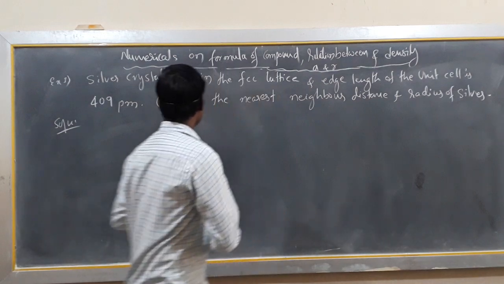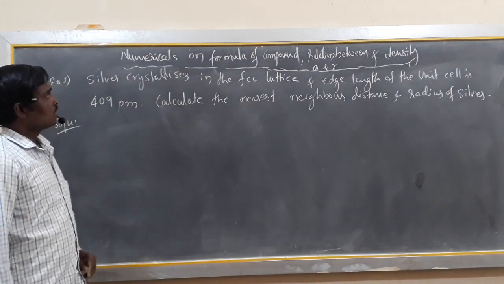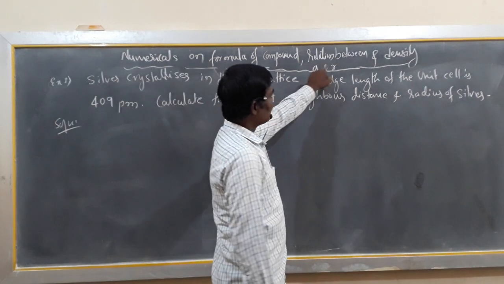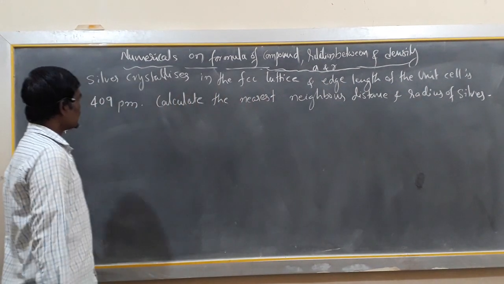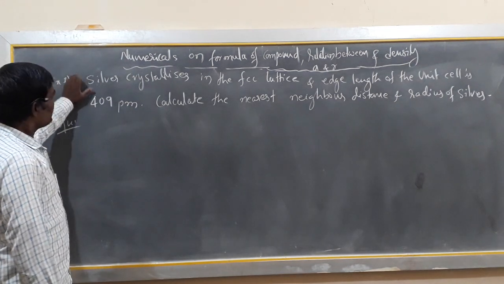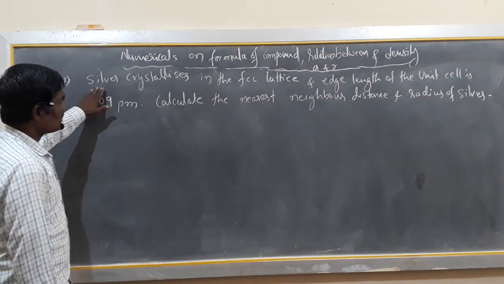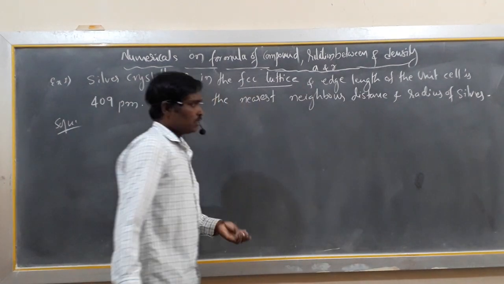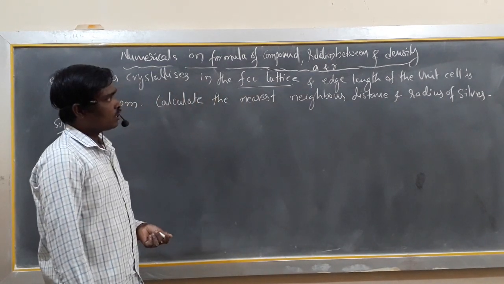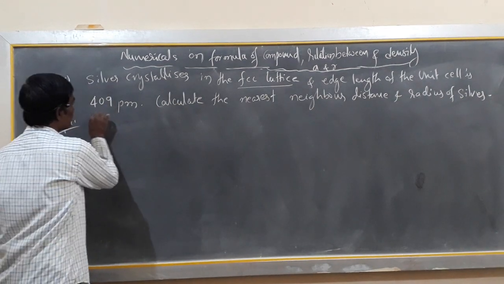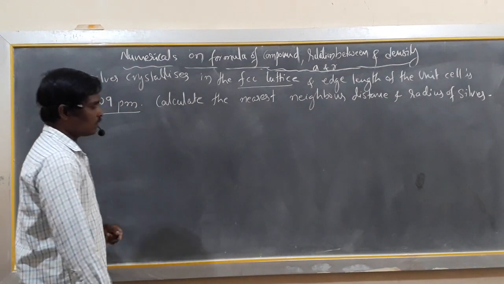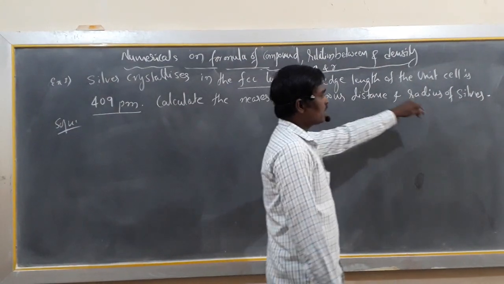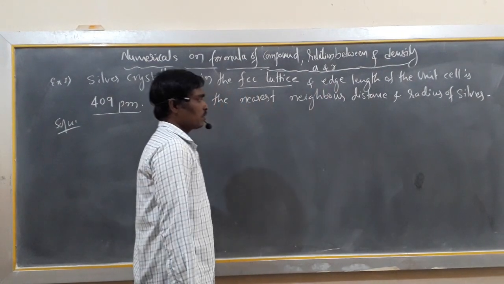Next is another example. This example is based on the relationship between the edge length and the radius of a sphere in a unit cell. Let me read that. Silver crystallizes in an FCC unit cell, and the edge length of the unit cell is given as 409 picometer. Calculate the nearest neighbor distance and the radius of a silver atom.